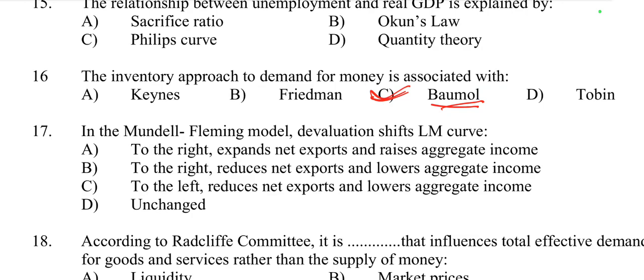According to William Baumol, who developed the Baumol-Tobin model of transaction demand for money, the demand for money is treated similarly to an inventory problem. It focuses on the trade-off between the opportunity cost of holding money and the transaction cost of converting money into other assets. This is called the inventory approach to demand. It is associated with Baumol, so the right option is Baumol.